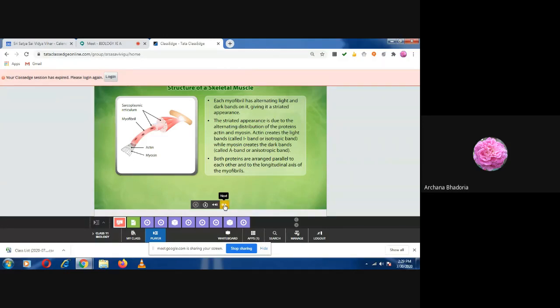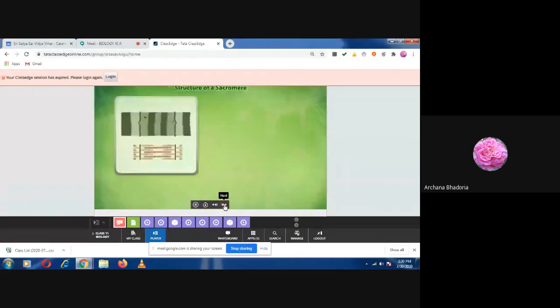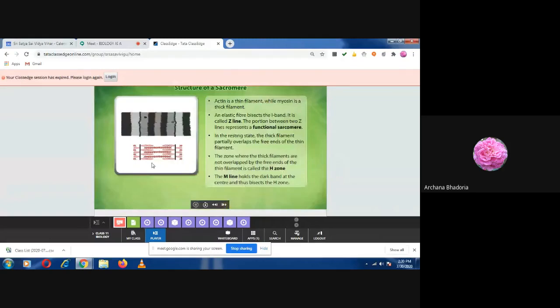Raj, this much is clear? Yes, ma'am. Okay. Now I'll take up the next. Now try to see this light and dark band. Actin is a thin filament while myosin is a thick filament. An elastic fiber bisects the I band. It is called the Z line.